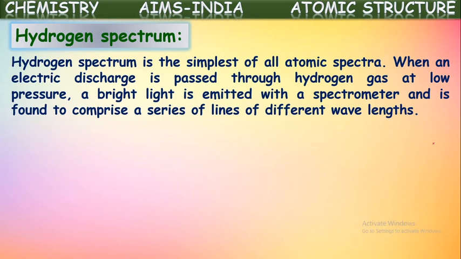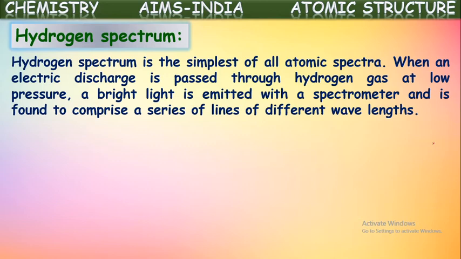Hydrogen spectrum. Hydrogen spectrum is the simplest of all atomic spectra. When an electric discharge is passed through hydrogen gas at low pressure, a bright light is emitted which, with a spectrometer, is found to comprise a series of lines of different wavelengths.